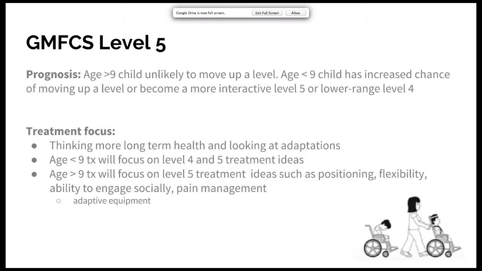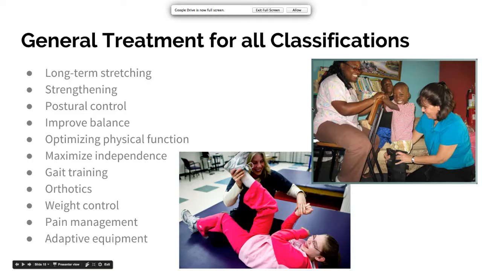But if the child is younger than the age of 9, then they have a better chance of moving up to a GMFCS level 4 or improving to a more interactive level 5. Our treatment focus for GMFCS level 5 will look at more long-term adaptations that will allow the child to more easily interact with his or her environment. These adaptations can include proper wheelchair positioning, good awareness, and maintenance of range of motion and pain management.